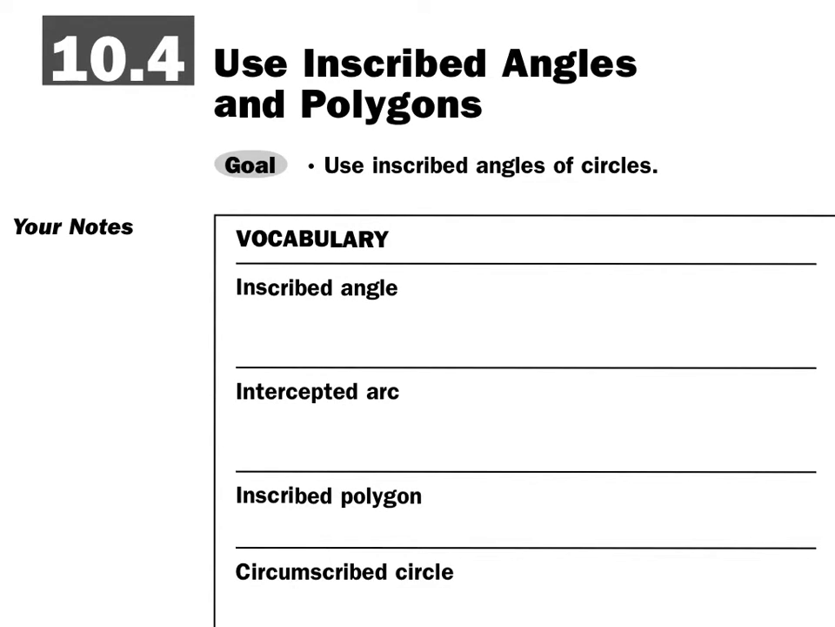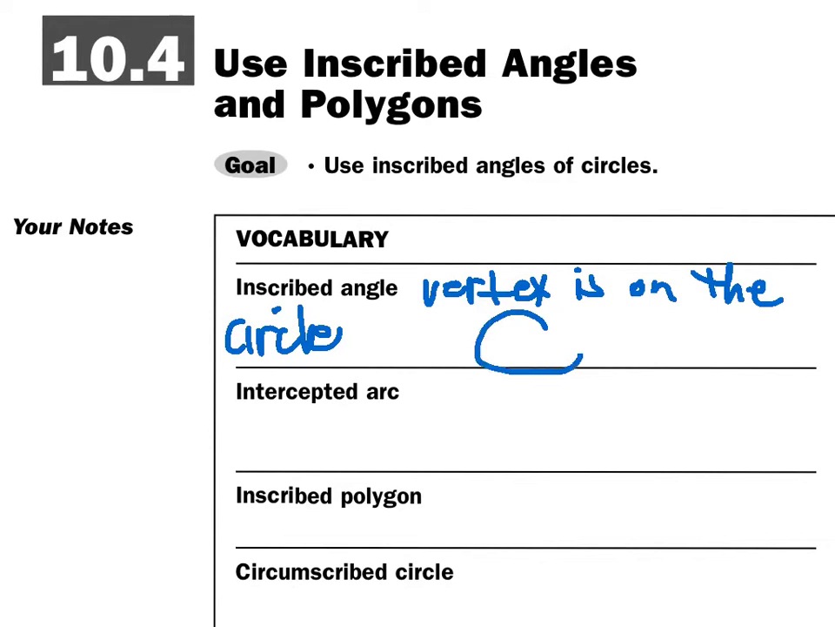10.4, use inscribed angles. The inscribed angle is an angle whose vertex is on the circle. So it looks something like this. Okay. Intercepted arc is the arc that the inscribed angle runs into here, intercepts. So this would be the intercepted arc.